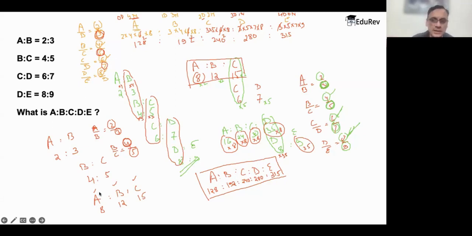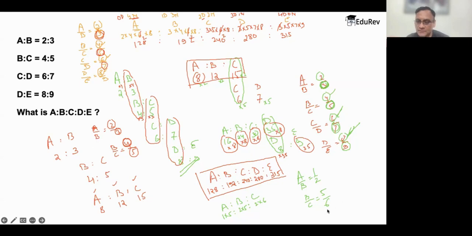Okay. So let's say if I have A by B as 1 by 2 and B by C as 5 by 6, just applying automatically A, B, C will be what? For A, I should take both numerators. So 1 into 5. For B, I should take first denominator, second numerator. So 2 into 5. And for C, I should take both denominators, 2 into 6. So this will be my answer, 5 is to 10 is to 12.